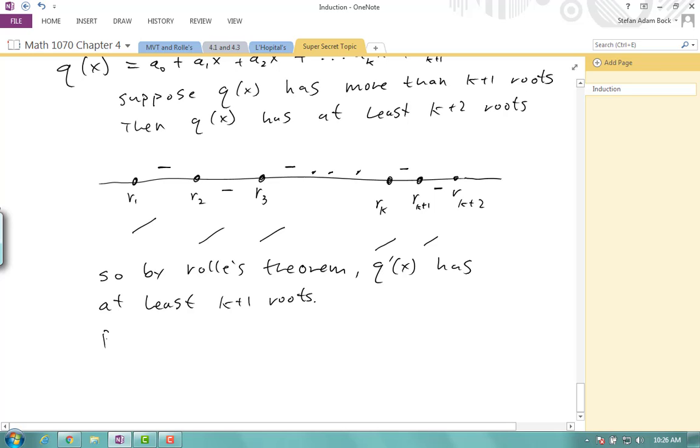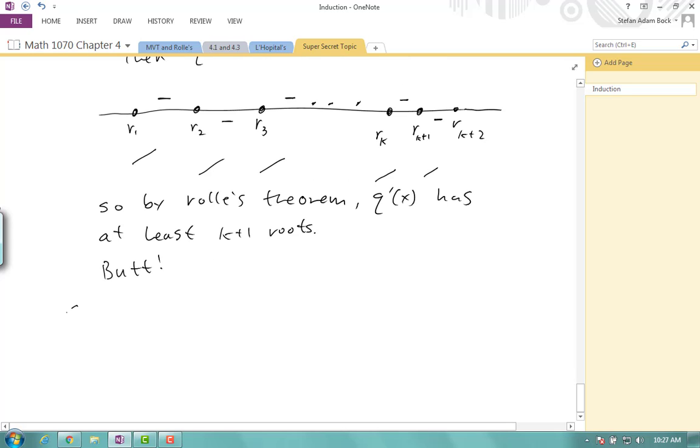But, there's another big but here. q prime of x, going by the definition of q, is going to be 0 plus a1 plus 2 times a2x plus 3a3x squared plus all the way up until I get to k a sub k x to the k minus 1 plus k plus 1 a sub k plus 1 times x to the k, which means q prime of x is only of degree k.